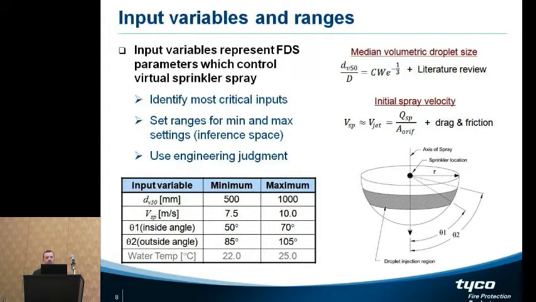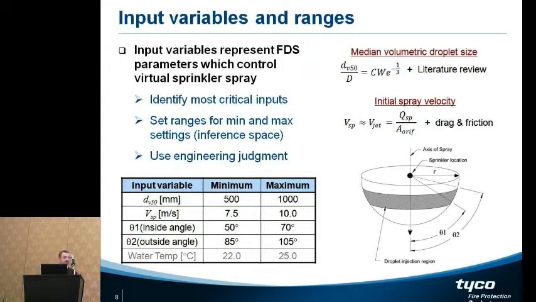Once you've picked your most critical inputs, you're going to set some ranges for min and max values, and we're going to do this using engineering judgment. At the end of the day, what we want is a sprinkler spray where the droplet size, velocity, and things like that are physically reasonable.